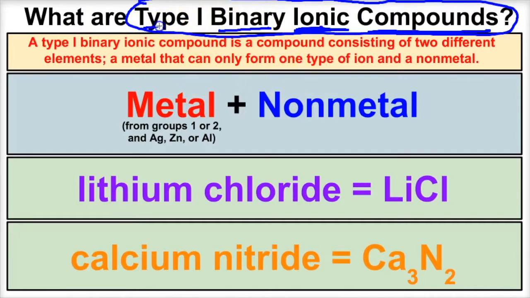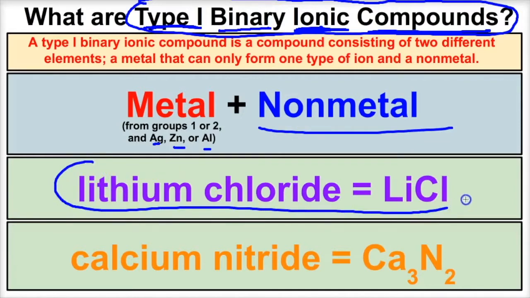And the fact that it's type 1 means that the metal comes from either groups 1 or 2 and is either silver, zinc, or aluminum. So anytime you have a metal that comes from groups 1 or 2 and is either silver, zinc, or aluminum, and it's bonded to a nonmetal, this is going to be a type 1 binary ionic compound. So let's take a look at a couple of examples.